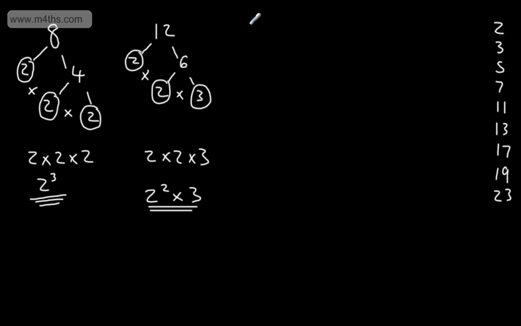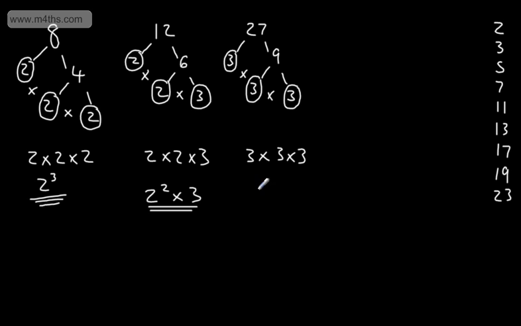If we now take the number 27, can we divide this by 2? The answer is no, so we divide it by the next prime number, which is 3. If I divide it by 3, that leaves me with 9. Can I divide that by 2? No, I can't, so I'm going to divide it by 3. That is going to leave me 3, and then we'll have 3. Multiplying these, that is our product, and we can say that it's 3 times 3 times 3, or 3 to the power of 3.